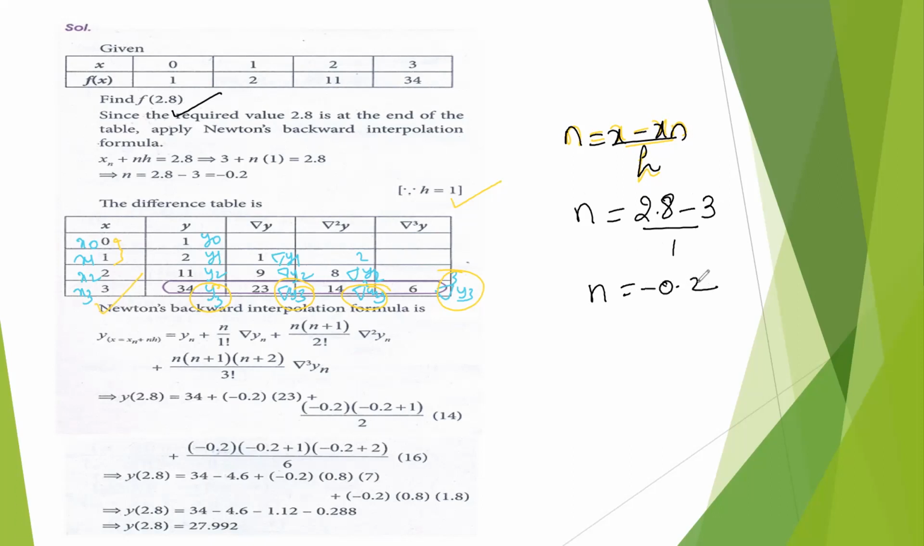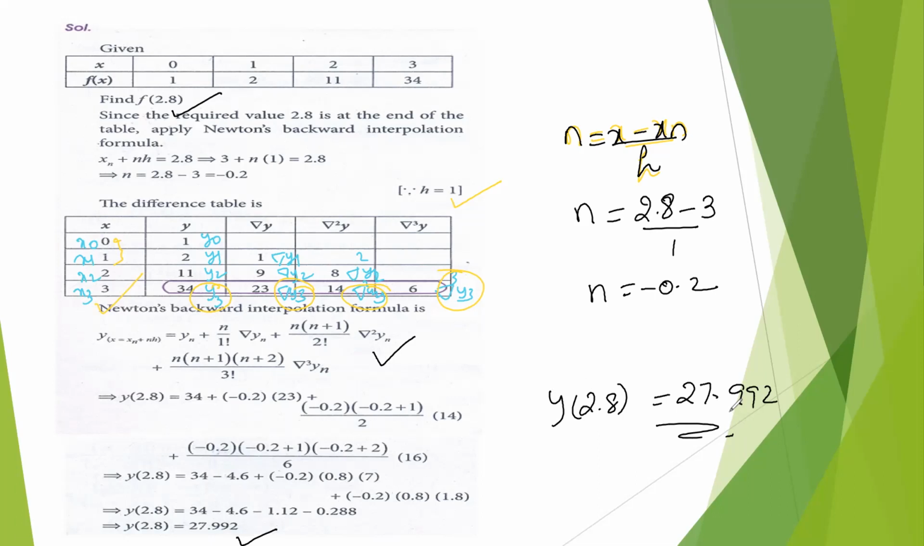We have the n value and all the required values, nabla y3, nabla square y3, nabla cube y3. Let us substitute all in our backward formula, and if we calculate with the calculator, we get the value 27.992. That is the required y of 2.8, which is 27.992. To find f of 2.8, this 2.8 falls in the second half, so we need to pick Newton's backward formula.